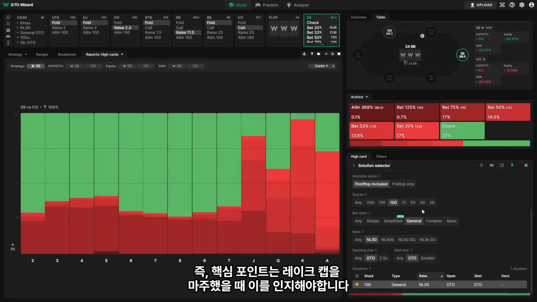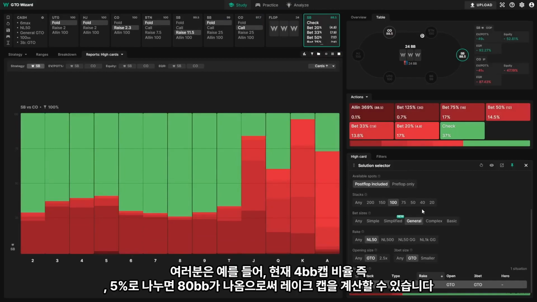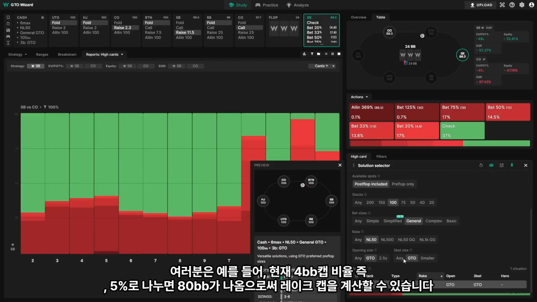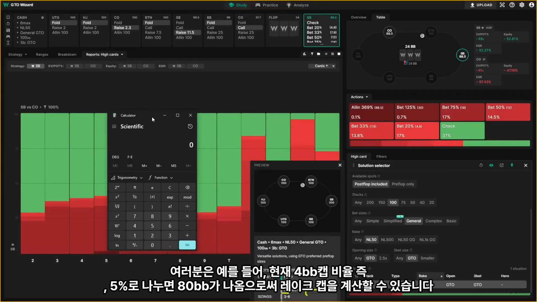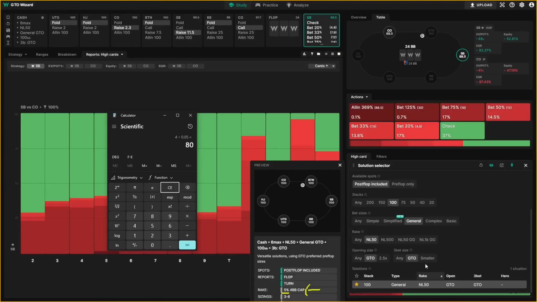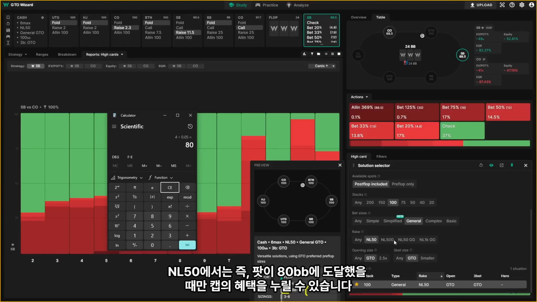So anyway, the main takeaway here is to be cognizant of when you hit your rake cap. As a reminder, you can calculate when you hit the rake cap by taking the cap, in this case it's 4 big blinds, and dividing it by the percentage. 4 divided by 5% is 80 big blinds. So at NL 50, you only hit the rake cap once the pot exceeds 80 big blinds.